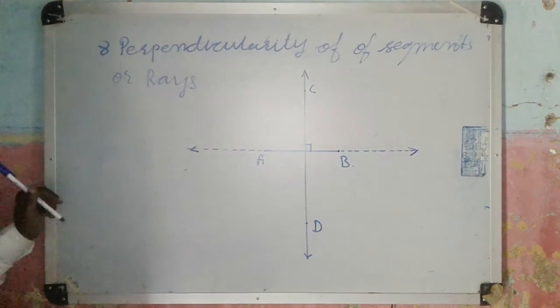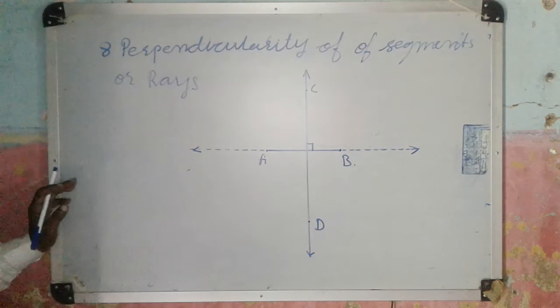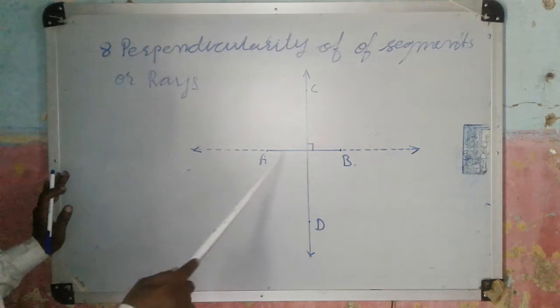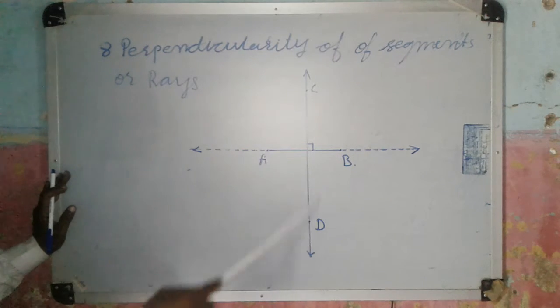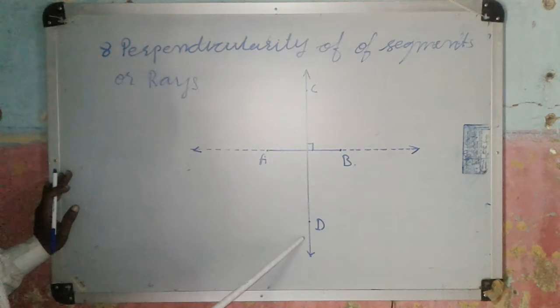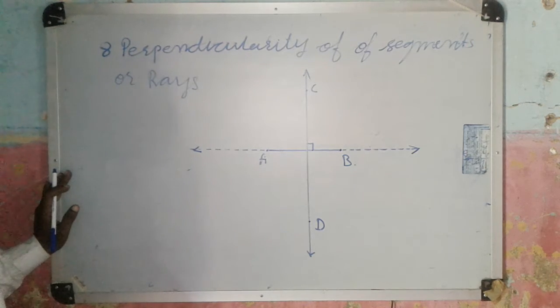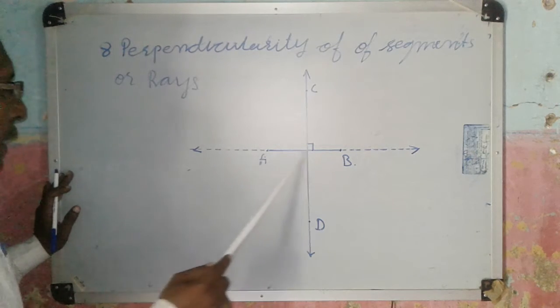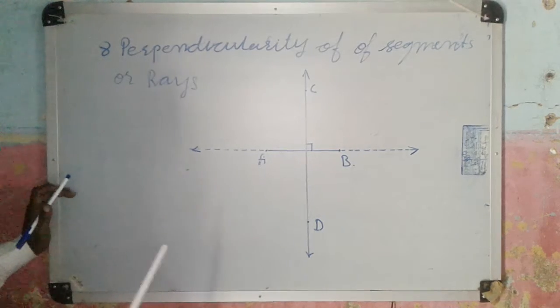That means here segment AB is perpendicular to segment CD, because this segment AB is a part of line AB and segment CD is a part of line CD. That means if lines are perpendicular, then the segments contained in the lines are also perpendicular. Also, ray AB and ray CD are also perpendicular.